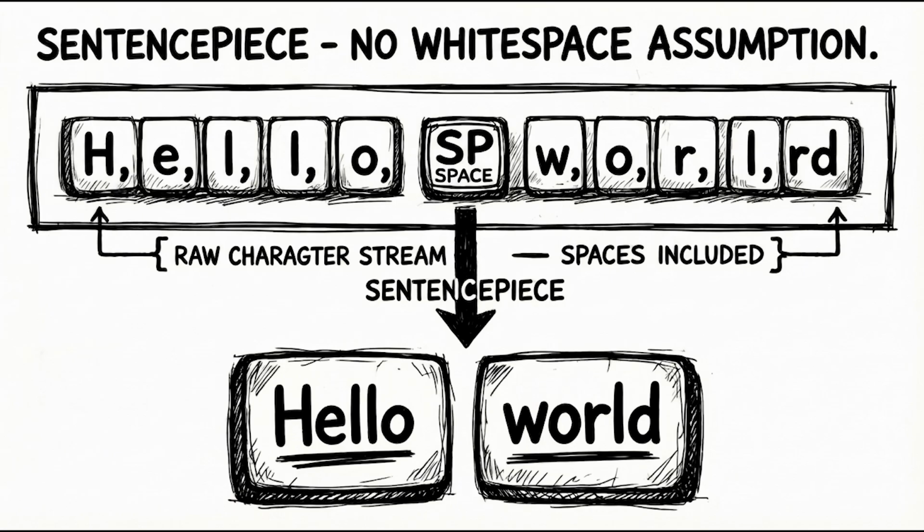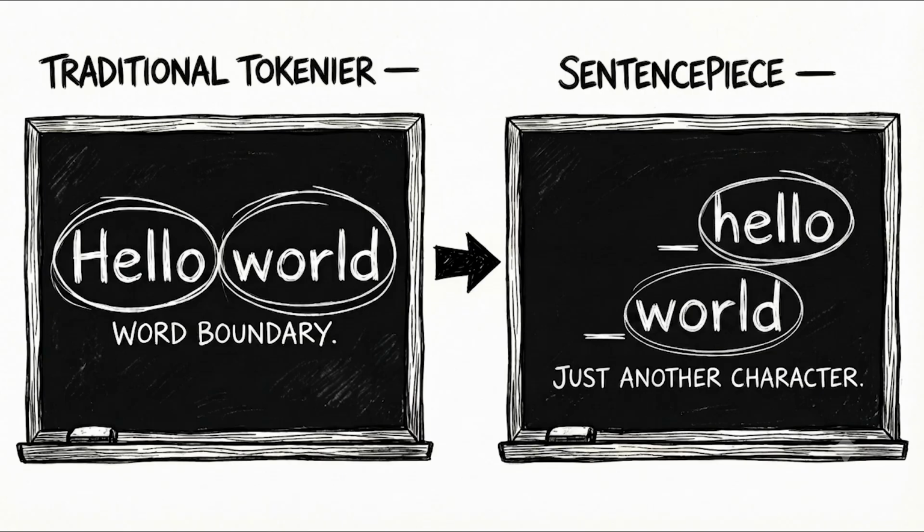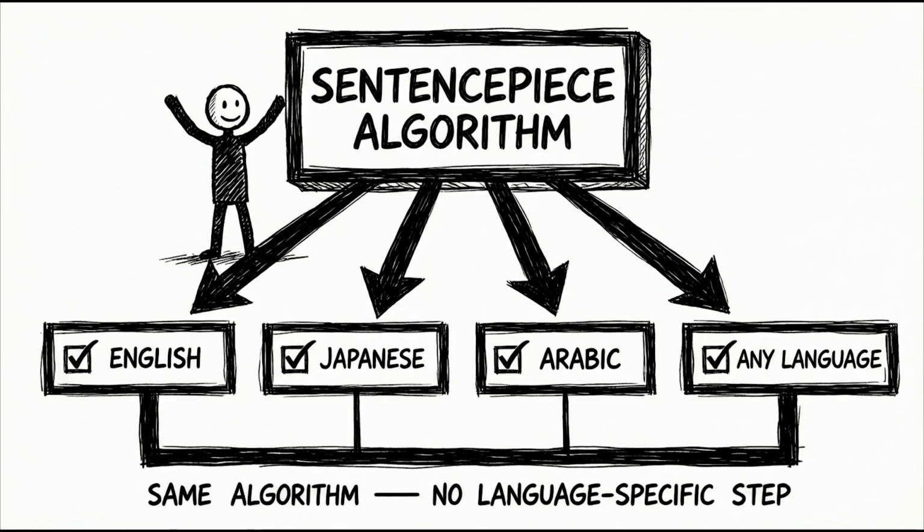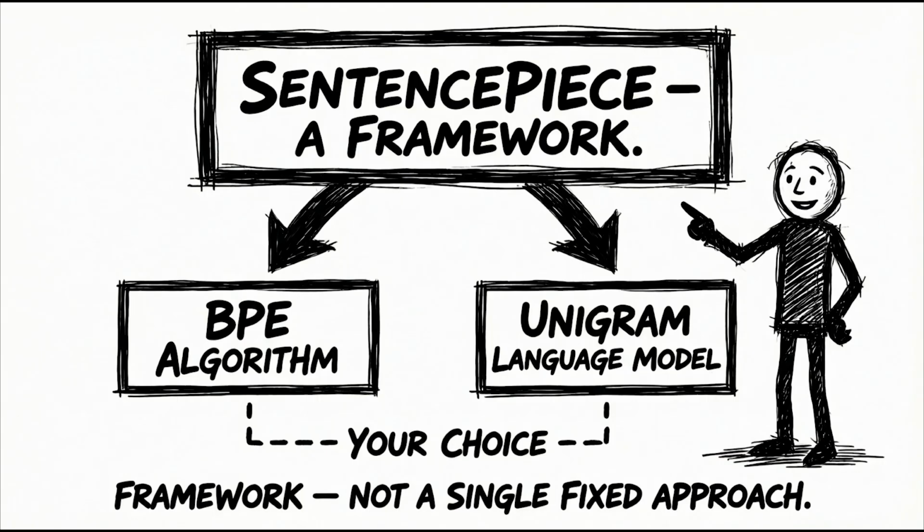SentencePiece, developed at Google, solved this by treating the input as a raw stream of Unicode characters with spaces included. Rather than splitting on white space, SentencePiece treats a space as just another character and learns how to handle it from data. The underscore character is used to mark where spaces appear. For example, "hello world" is split into "_hello" and "_world". This makes SentencePiece language agnostic. The same algorithm works equally well on English, Japanese, Arabic, and any other language without needing language-specific preprocessing. SentencePiece can use either a BPE or a unigram language model as its underlying algorithm, making it more of a framework than a single fixed approach.